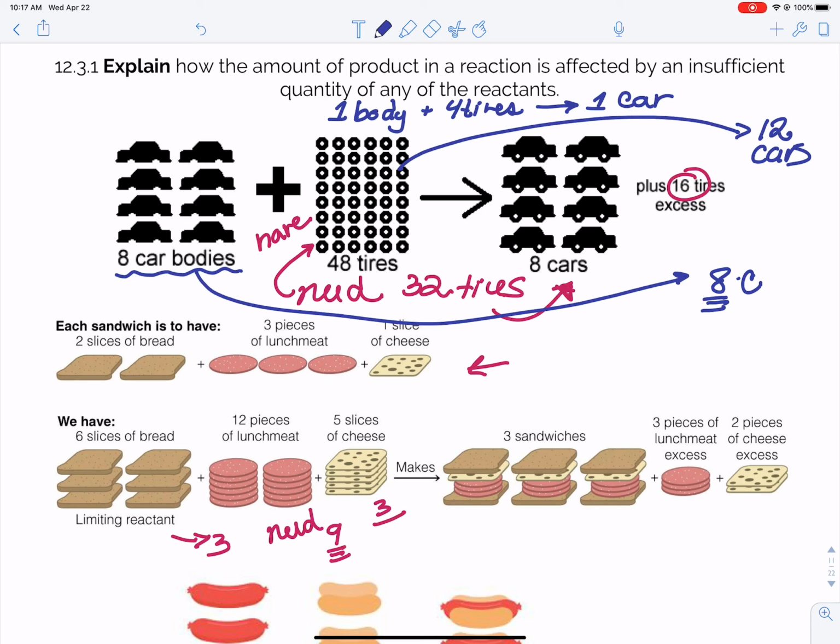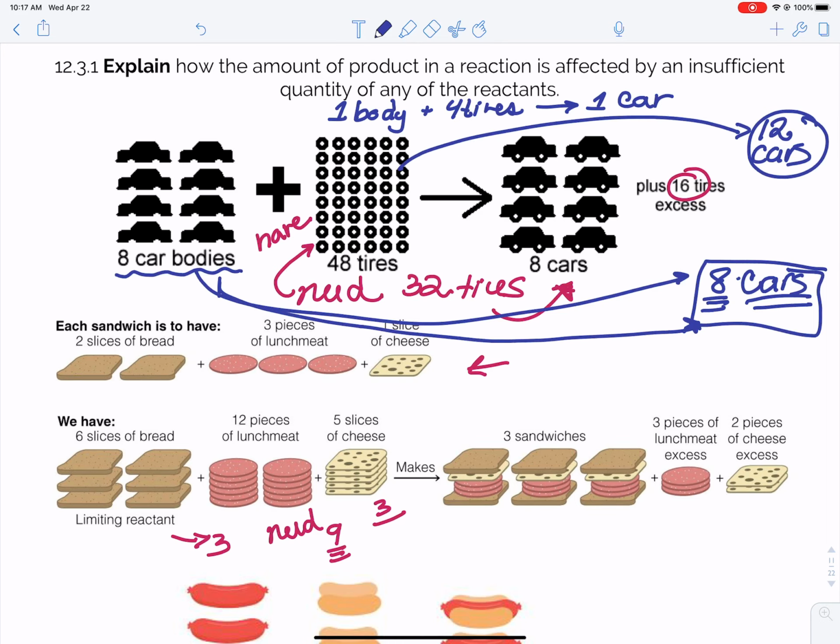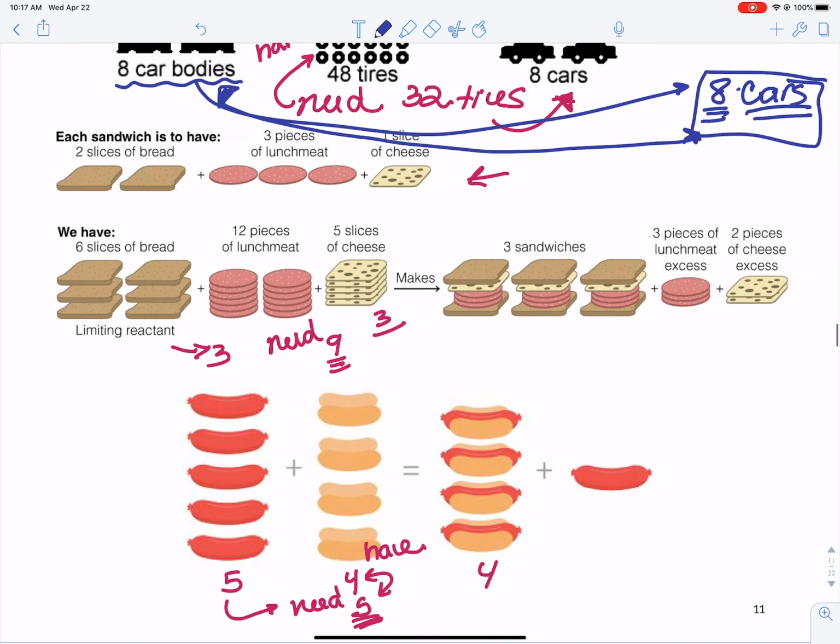So if I use all the car bodies, I could make a maximum of 8 cars, and if I use all the tires, a maximum of 12 cars. What that means is I'm going to make 8 cars and then it's going to run out. I can't make 12 cars. See how I just converted them both to products? Whichever one made the lowest amount of products is the answer to the problem: how many cars can I make? And the reactant that gave me that answer is the limiting reactant.